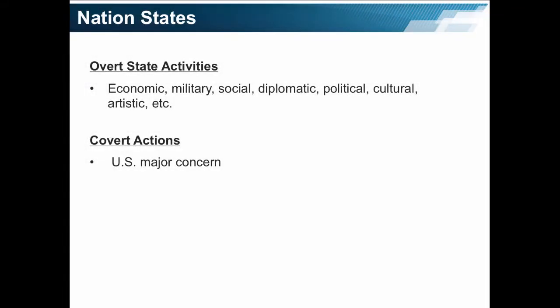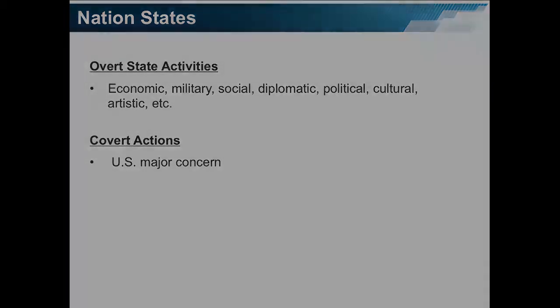Open activities of nation states such as the economy, military, social, diplomatic, political, cultural, artistic, anything that is open are very easy to monitor and do intelligence on. On the contrary, covert actions are not so clearly identifiable because they happen within closed circles. Therefore, these actions are of major concern to the US.